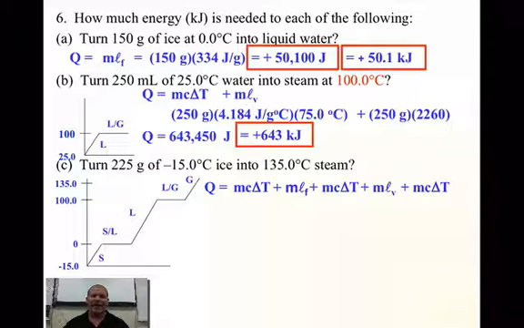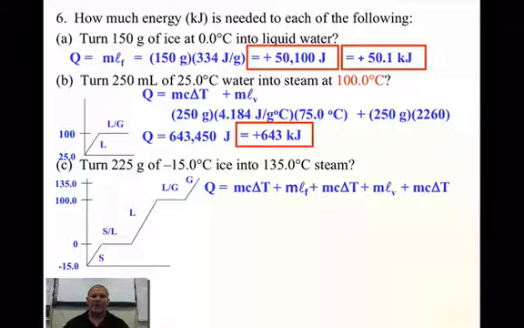Now once all my liquid is changed to gas or steam, then my steam or gas begins to increase in temperature again. So I have my third MC delta T. Now we know the mass for all 5 of these baby Qs is 225. That's easy. The specific heat of ice, 2.06. The specific heat of liquid water, 4.184. Specific heat of steam, 2.02.